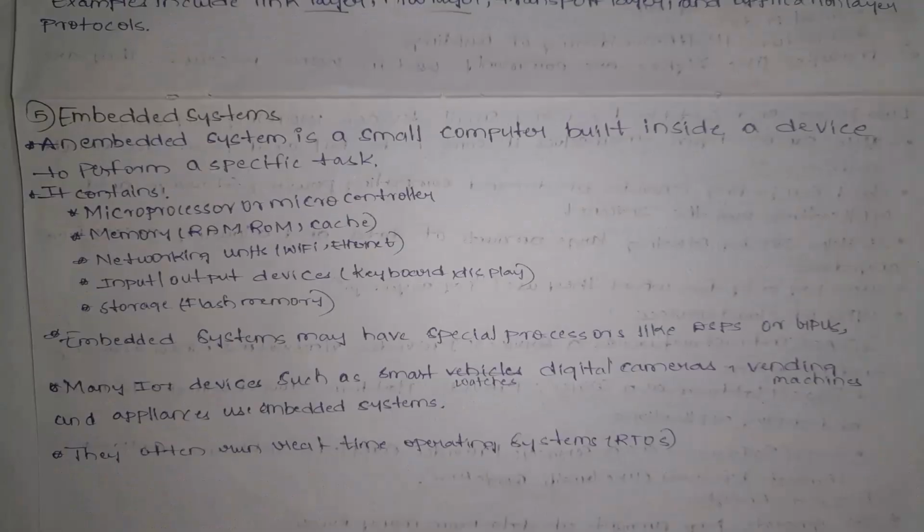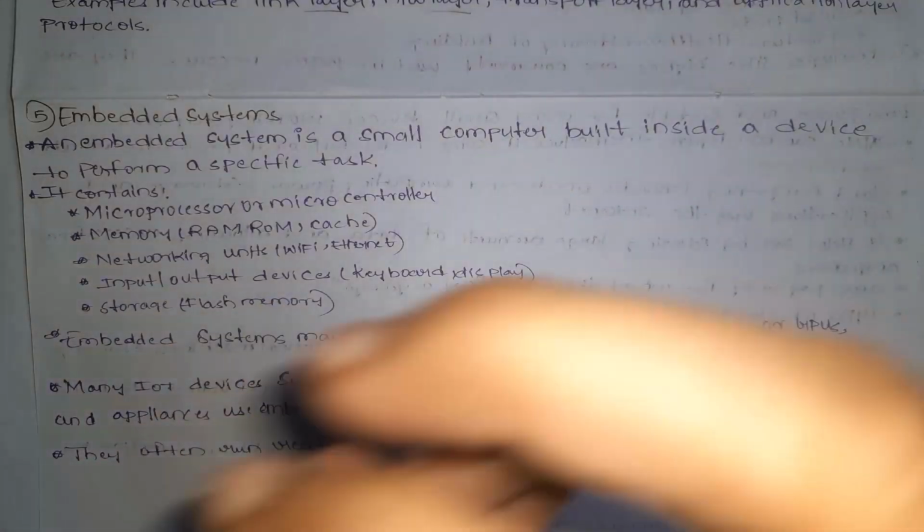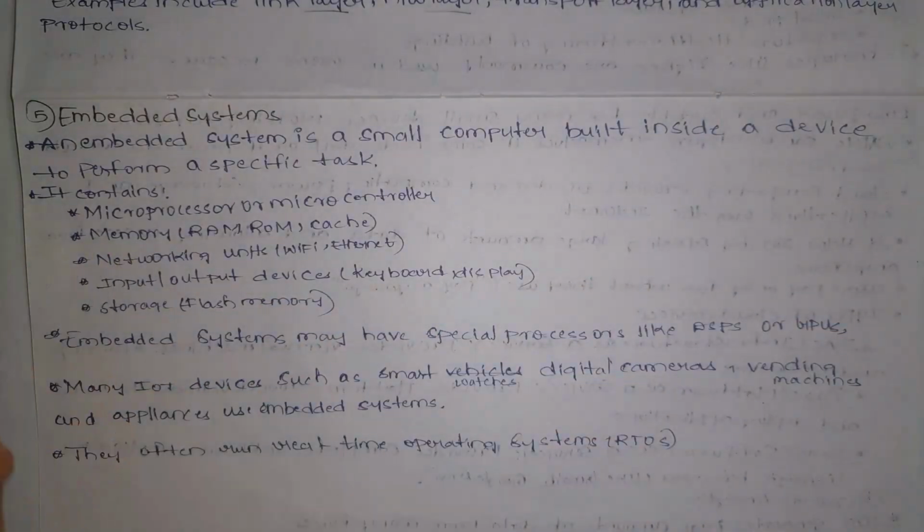And fifth one is embedded systems. Guys, an embedded system is nothing but a small computer built inside a device in order to perform certain tasks. These embedded systems contain microprocessors or controllers and memory, network units like Wi-Fi, Ethernet, input devices and output devices, and as well as storage. It is the same as a computer.